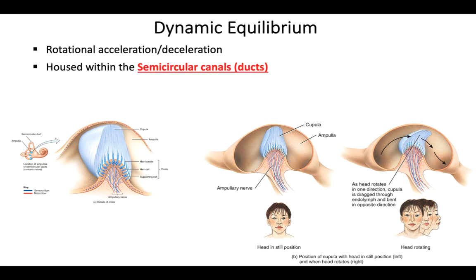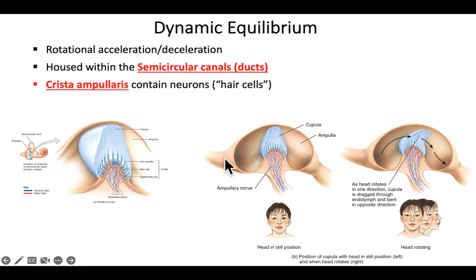The structure's housed in the semicircular canals. So those are these loops, right? The semicircular canals are utilized to monitor this dynamic equilibrium. Inside the semicircular canals, there's a little structure called the cupula, which is found in an area that's a little bit bigger. It's hard to tell, but there's an area in the semicircular canal that's a little bigger, this little area here, called the crista ampullaris.